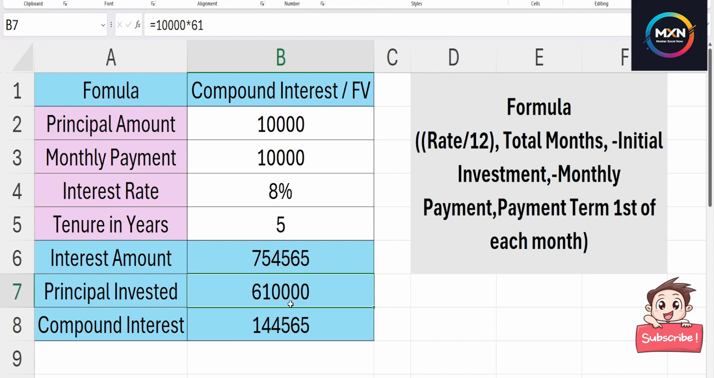The investment is 610,000, and the total value at the end of the term is 754,565. So this is how we calculate simple interest, compound interest, and future values in certain cases.